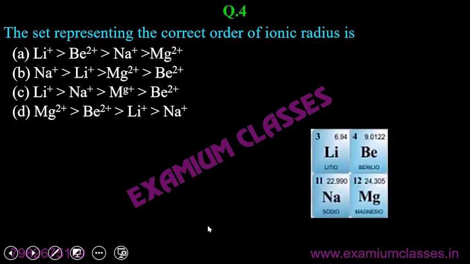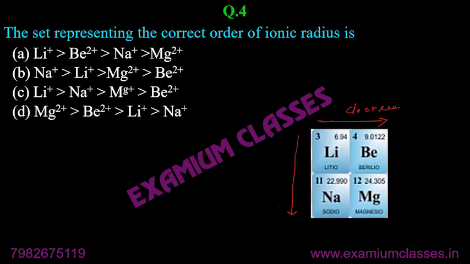So for this one, if you see the trend, and we are talking about ionic radius, it is just when it loses one electron, otherwise it will be normally what is atomic radius. So the radii decrease across the period and increase in this order. Left to right decrease, right to left increase.